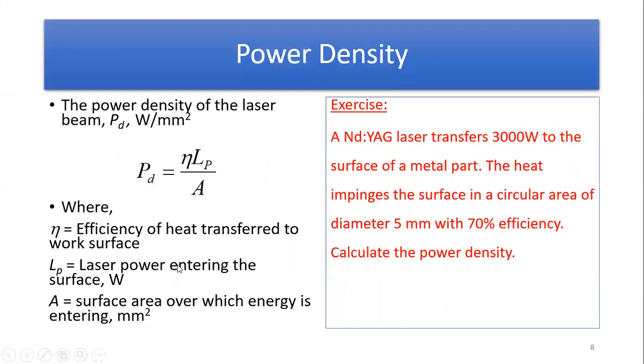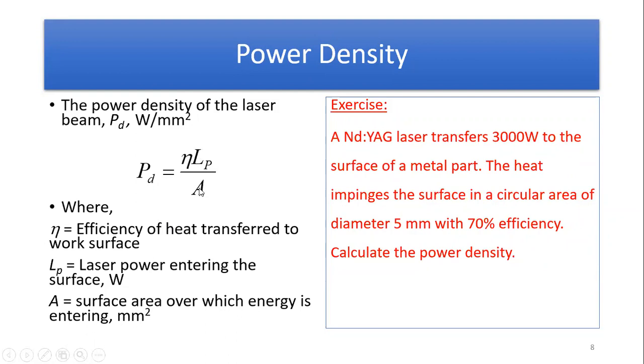Okay, so power density is one of the important elements in laser machining. You can calculate power density, which is a function of the efficiency of the heat transfer to the work surface. You can get this from the handbook, as different materials have different efficiency factors. LP is the laser power entering the surface, which depends on the laser power of your system itself. And A is the surface area through which energy is entering.